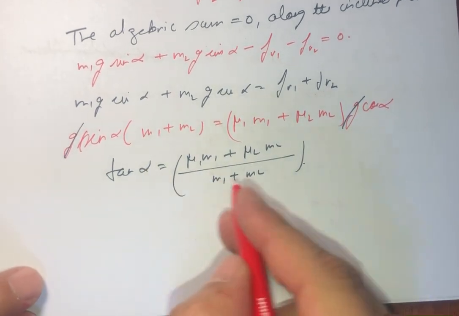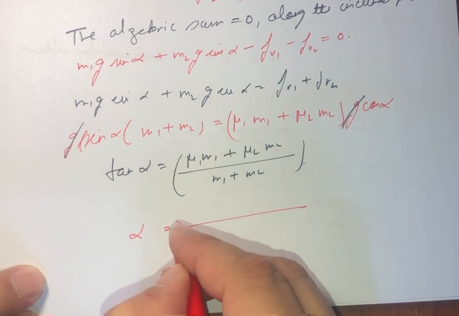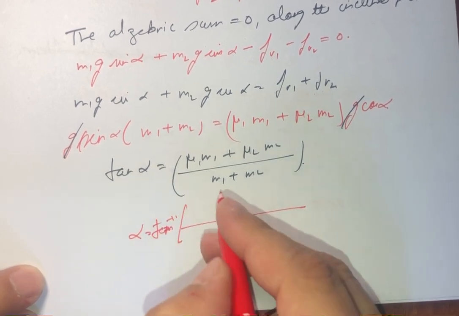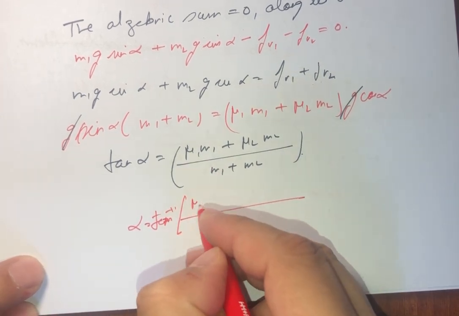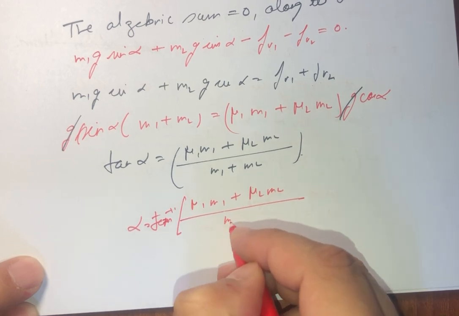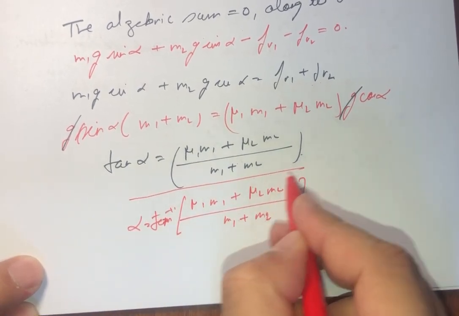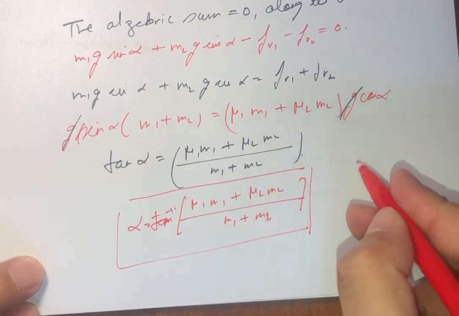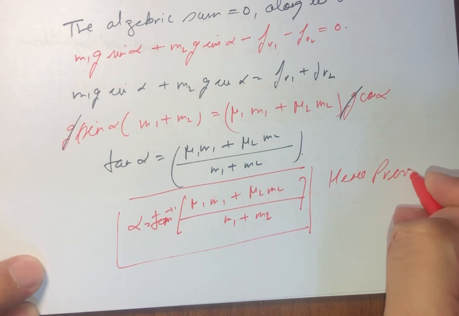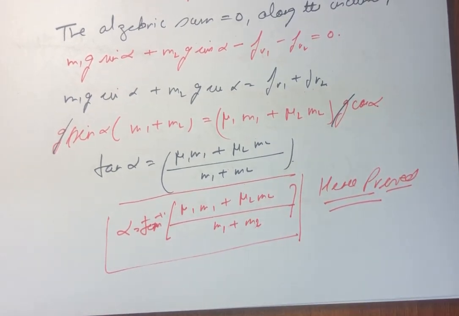From here you can say that alpha is equal to tan inverse of (mu1 m1 plus mu2 m2) divided by (m1 plus m2). So this proves the second part. Hence proved. This completes the question. Thank you.